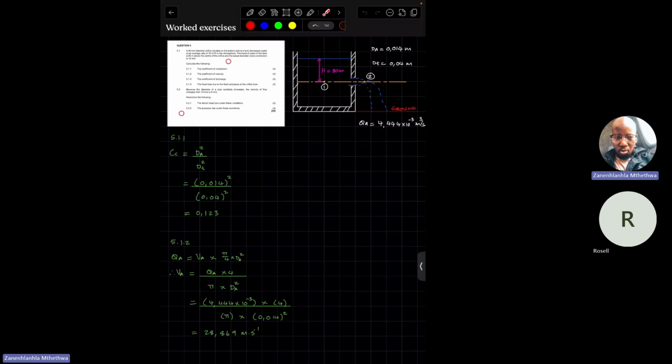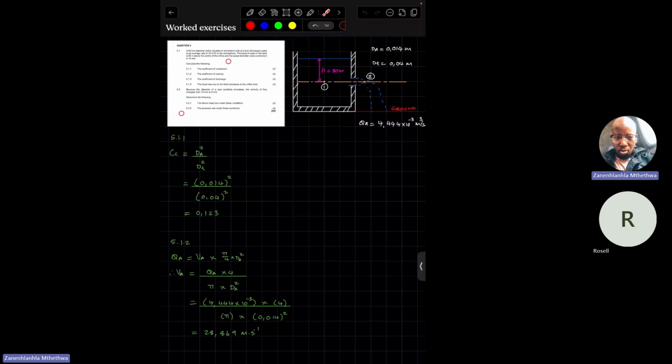All right. So it reads as follows: a 40 millimeter diameter orifice situated on the bottom side of a tank discharges water at an average rate of 16 cubic meters per hour to the atmosphere. The head of water in the tank is 80 meters above the center line of the orifice, and the actual diameter, so the diameter of the vena contracta, is 14 millimeters.